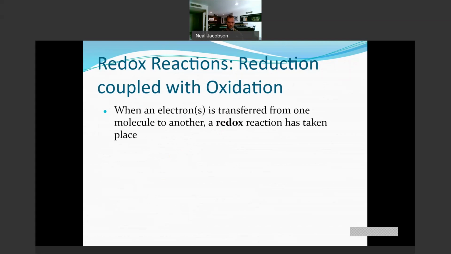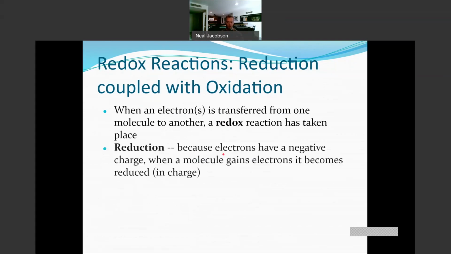So say you take a battery that's dead and you go to charge it up. Electrons are being transferred from the wire into the battery. That's a redox reaction. The wire is being oxidized and the battery is being reduced. It's gaining electrons. Okay. And redox reactions happen all the time in metabolism with enzymes. And so that's why we're talking about redox reactions.